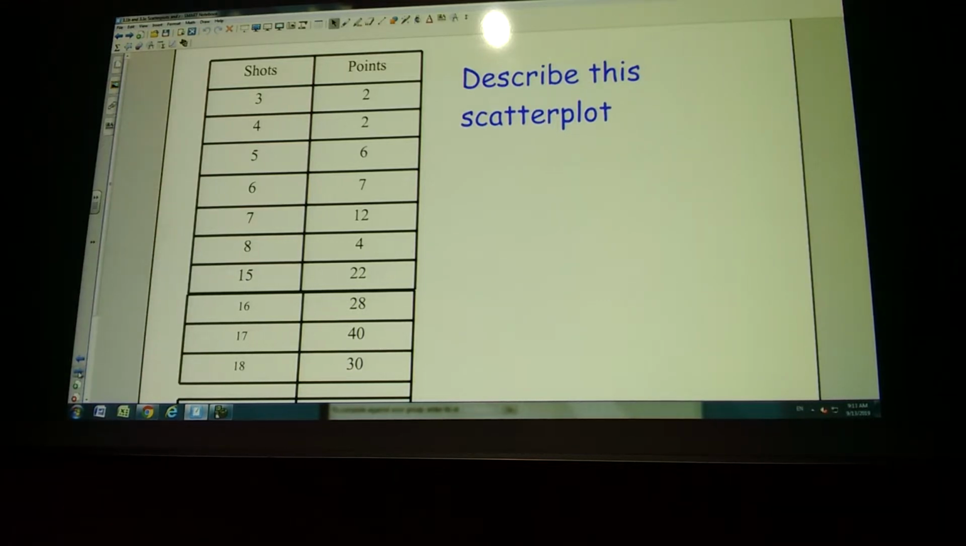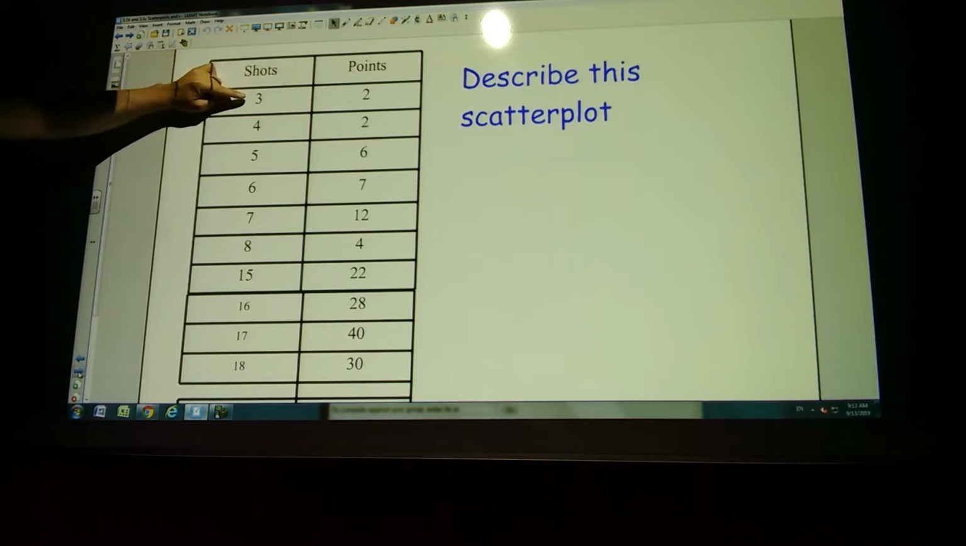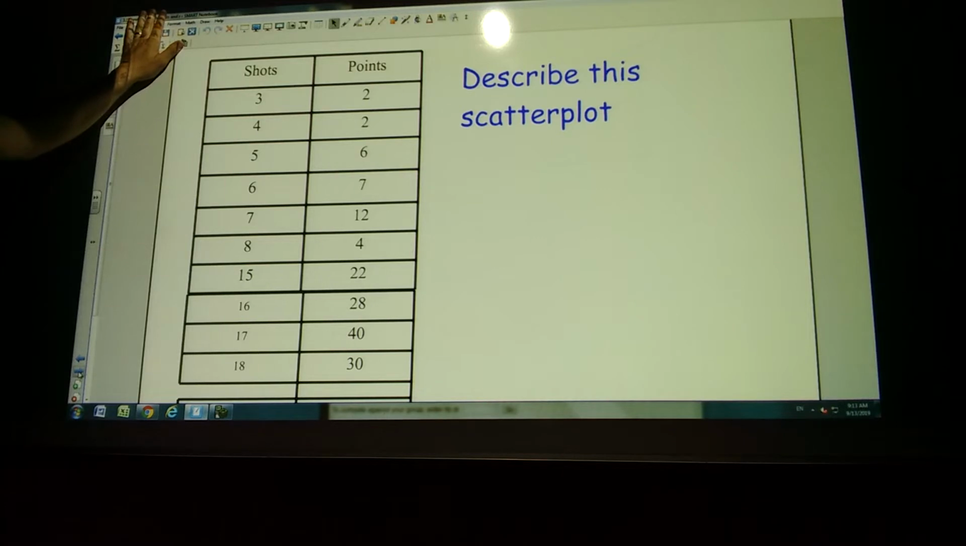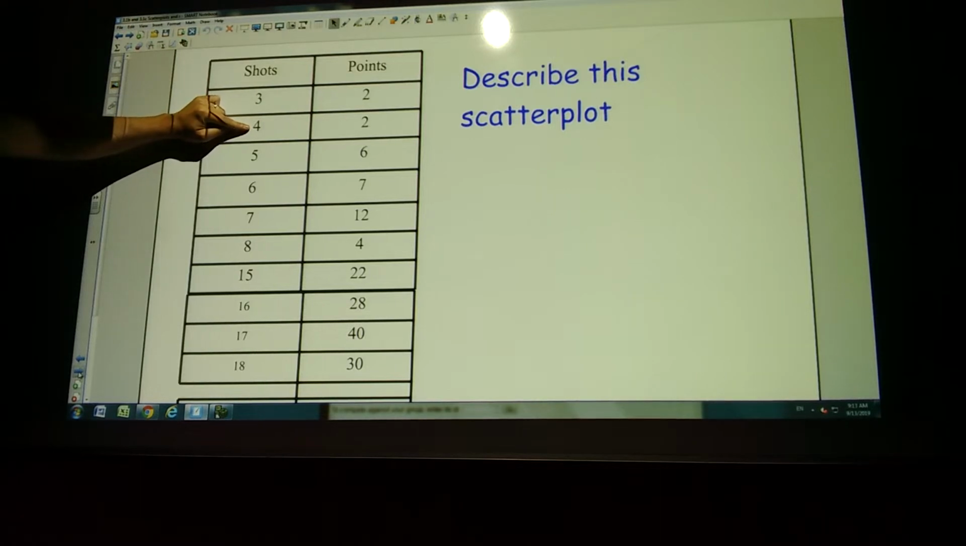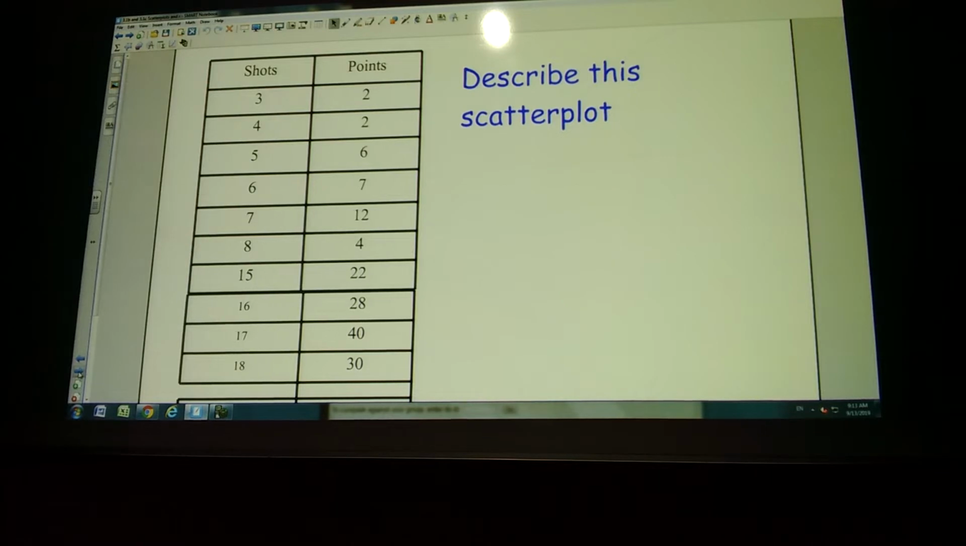Welcome back. So this is on a basketball team, how many shots a person took and how many points they made. So this person shot 3 times but only had 2 points. That's not very good. The person that did really not very good is this person. They shot the ball 4 times but probably only made 1 basket. I mean, there's free throws involved.